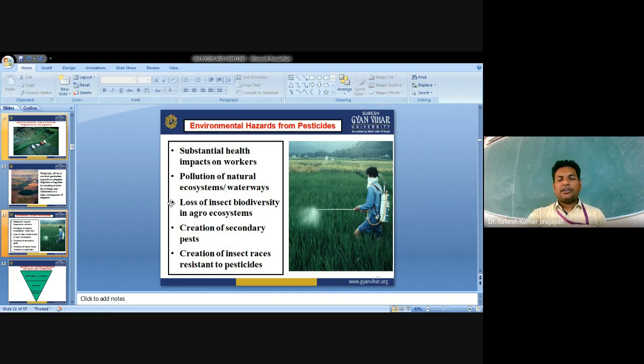Environmental hazards are also associated with the pesticides, insecticides, and whatever chemicals we are spraying on the different crops, which is not good for sustainable health. There is an impact on farm workers, pollution of natural ecosystems and waterways, loss of insect biodiversity in agroecosystems, creation of secondary pests, and creation of insect races resistant to pesticides.